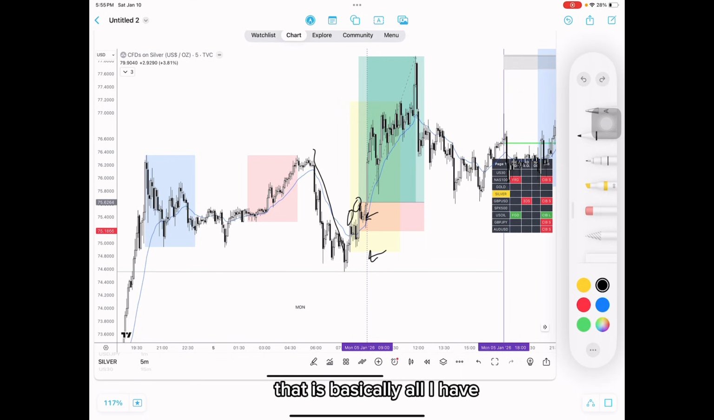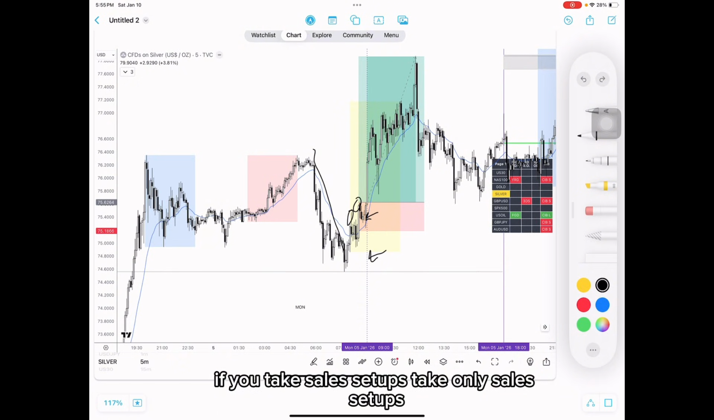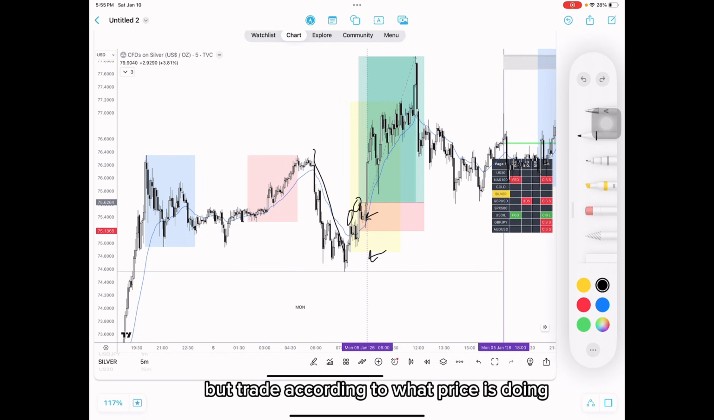That is basically all I have. That is the inside day for trend trades. Okay. So if you take buy setups, take only buy setups. If you take sell setups, take only sell setups, but trade according to what price is doing. Remember these three things: timings, levels, and behavior of price.